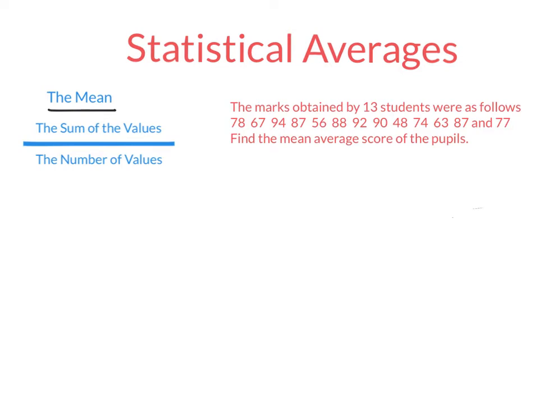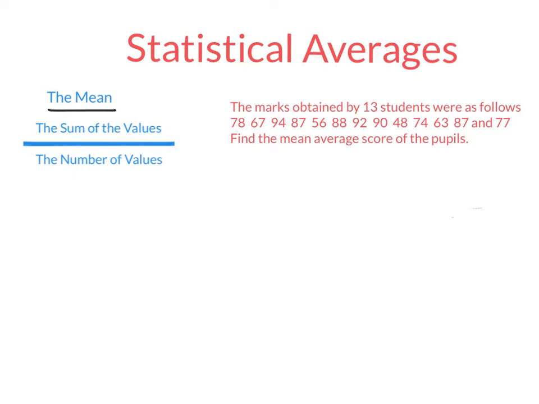Okay, so here we have one more example. And this is a typical question that you could get. The marks obtained by 13 students were as follows: 78, 67, 94, 87, 56, 88, 92, 90, 48, 74, 63, 87 and 77. Find the mean average score of the pupils.